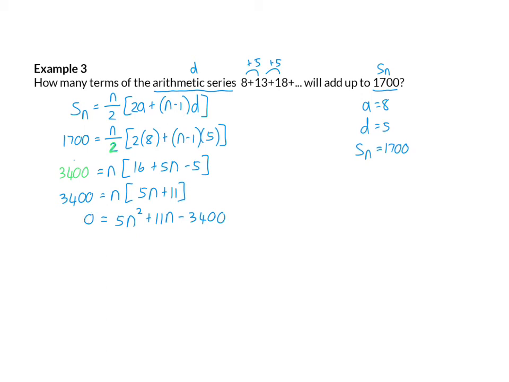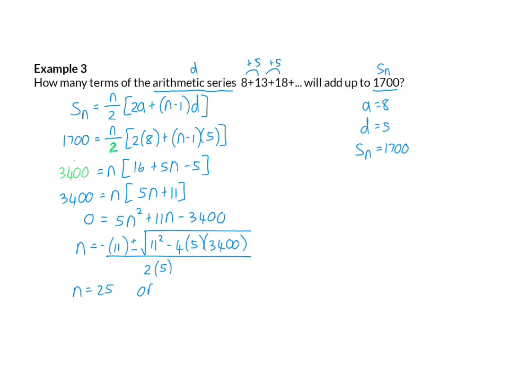Now we have a quadratic equation, which means we can either factorize or use the formula to solve for n. So n can be 25 or n can be minus 136 over 5. But now, because n is the number of terms, it has to be a natural number. The minus 136 over 5 is not valid for this question. And that means that the first 25 terms added up will be 1,700.